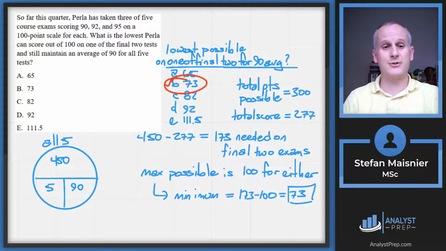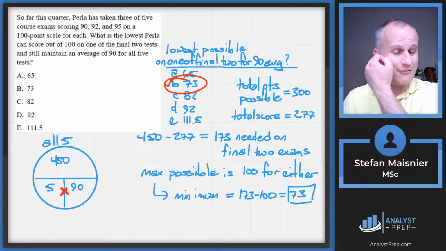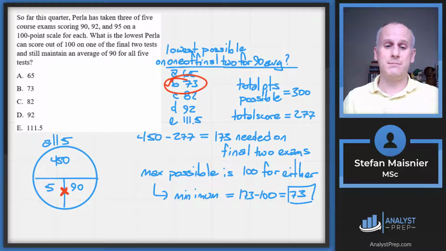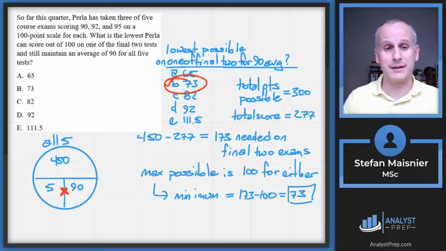So you can see how just organizing using the little average circle, knowing that our number of terms of 5 times the 90 average that was sought can easily allow us to figure out what the total is for all 5 exams in terms of raw points. And then we just have to subtract out what she's gotten so far, figure out what she has left, and then logically figure out what the minimum for either would be by maximizing the other of the 2 exams.